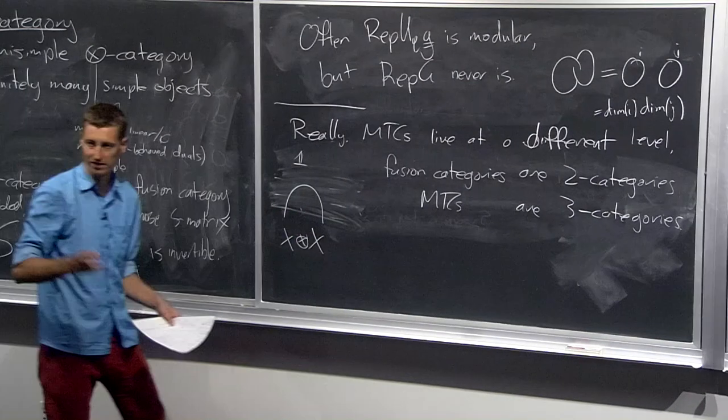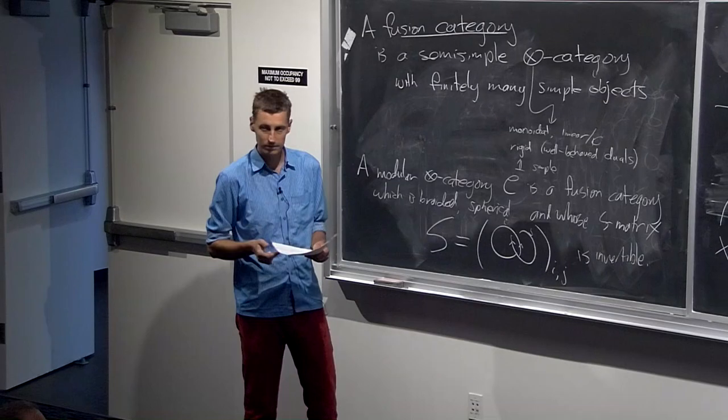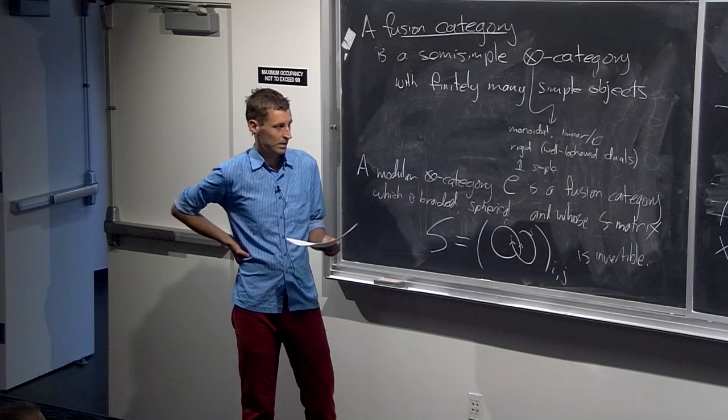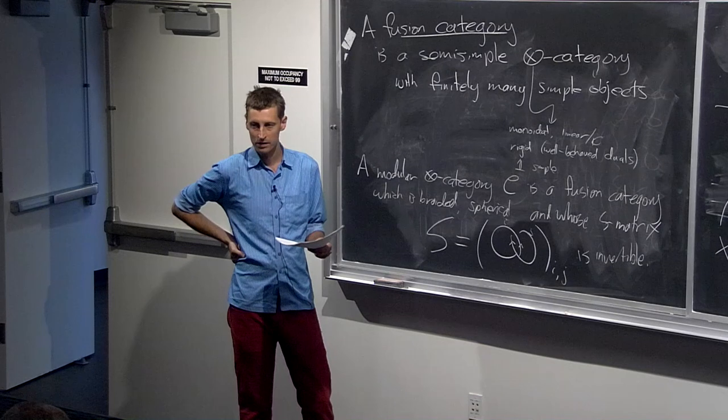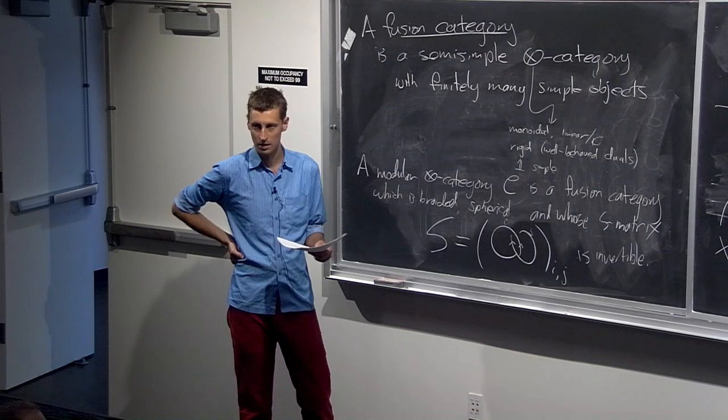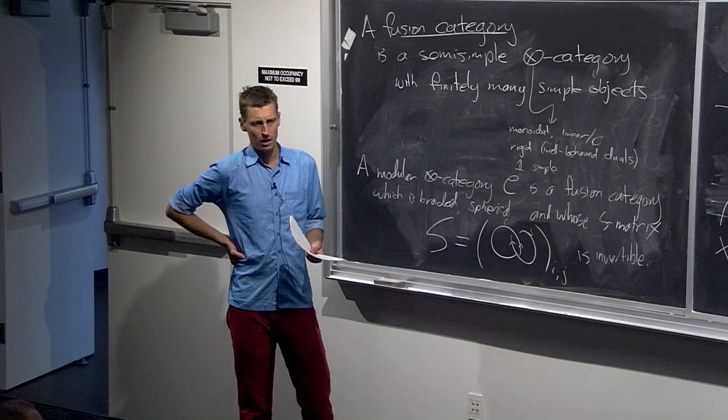Yeah. While we're discussing this dimensionality in physics, do I understand right that modular tensor categories correspond to topological phases of matter in two dimensions? Could you also talk in one dimension and then get stuff like fusion categories? Does that make sense? No.